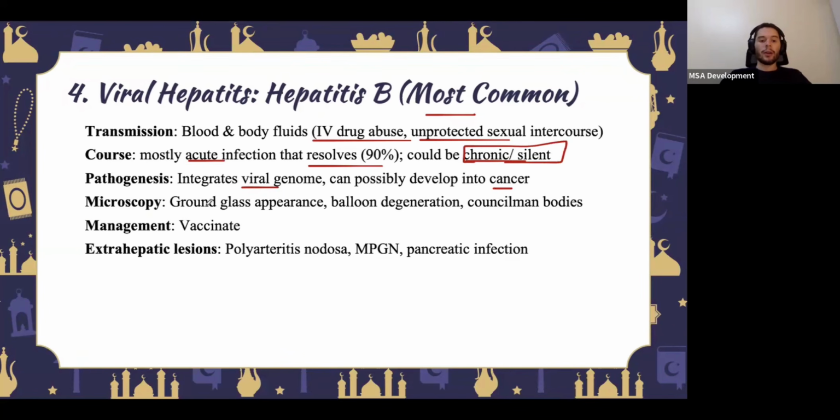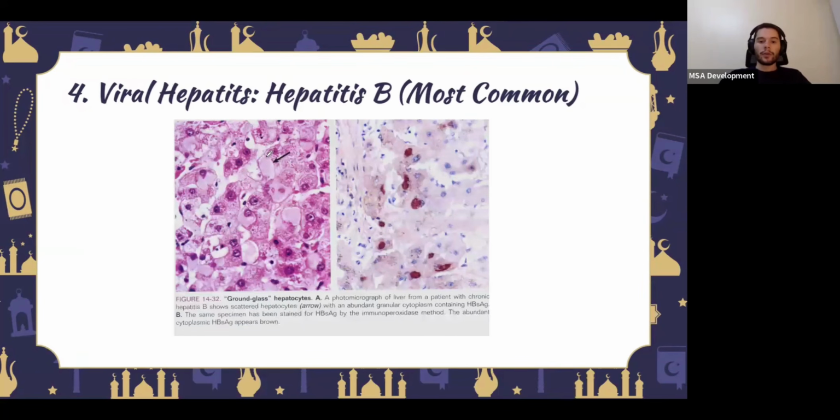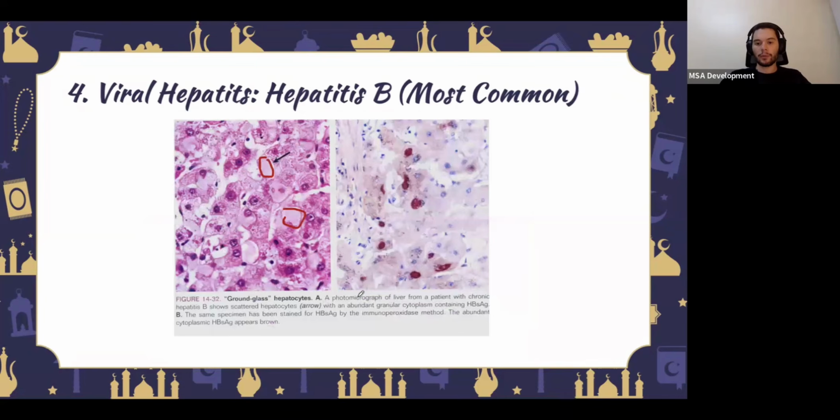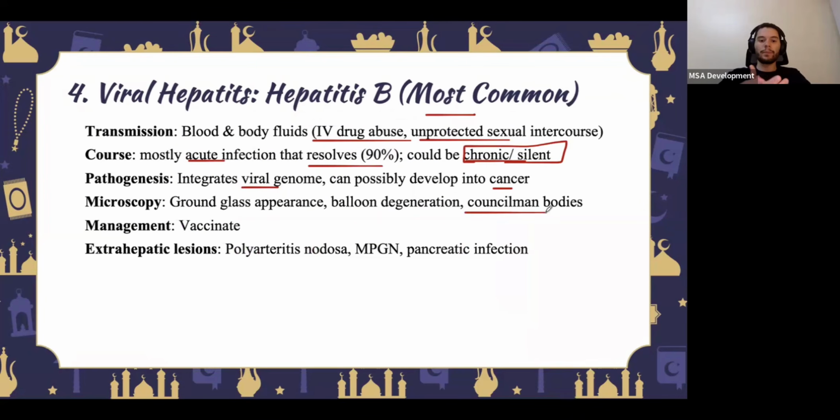Now, on microscopy, you need to identify a couple of things. First of all, you need to identify those things over here, which are referred to as ground glass appearances. And then you also need to identify, here are a couple of balloon degenerations. And finally, those red color, you could say hyaline bodies over here, which are referred to as Councilman bodies. Right? How would you manage those patients? You'll vaccinate them. Right? Okay, so this is for hepatitis B.